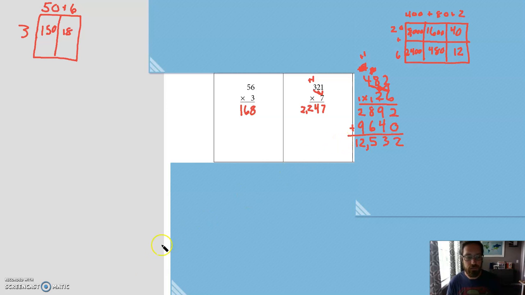So I hope this helps, and I hope the standard algorithm makes sense. Remember, it's all about becoming an efficient mathematician. What makes the most sense and helps you to be the best and most efficient mathematician you can be.